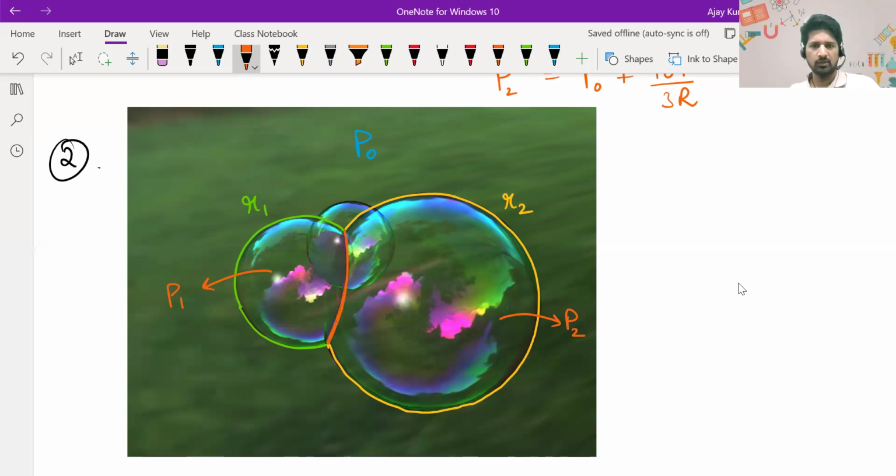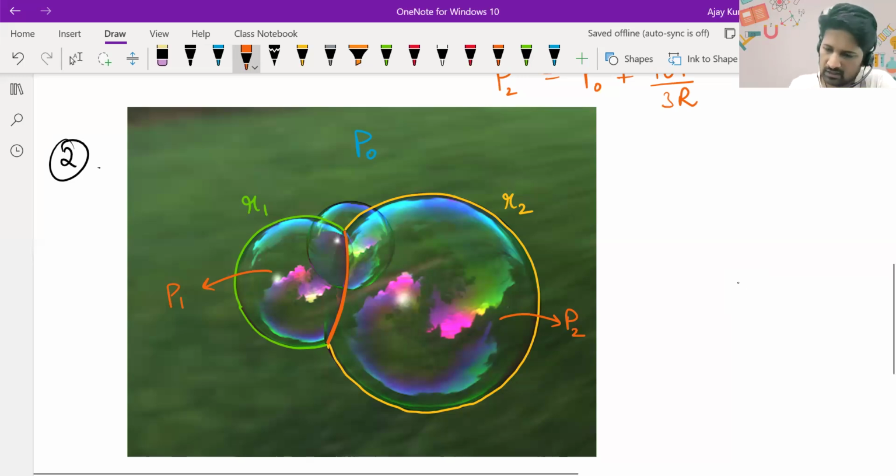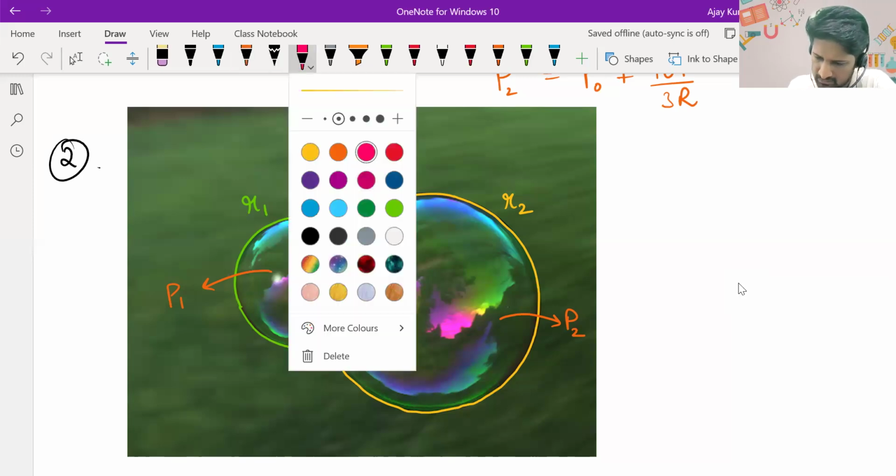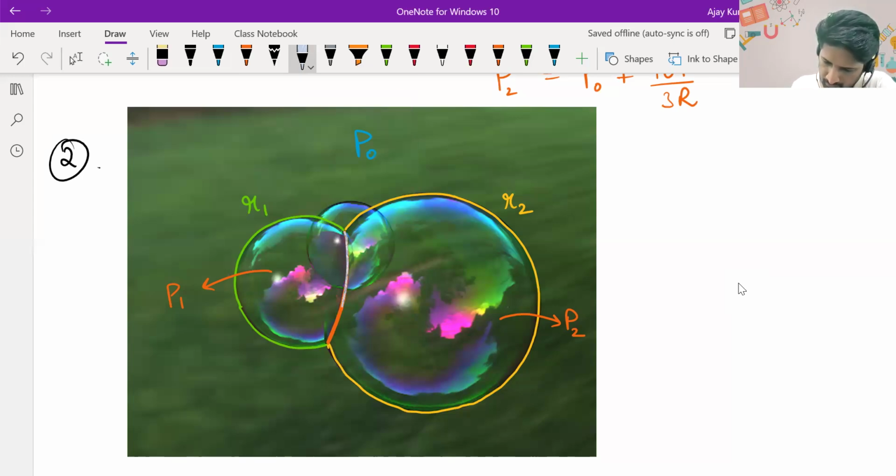It's not equal to R1. It's not equal to R2 also. And if you observe carefully, that common surface between the two bubbles is concave on the left side, convex on the right side. Let me use a different color to highlight that common surface. This one, it is concave on the left side, convex on the right side.